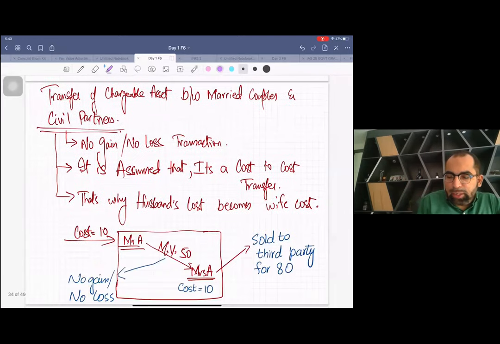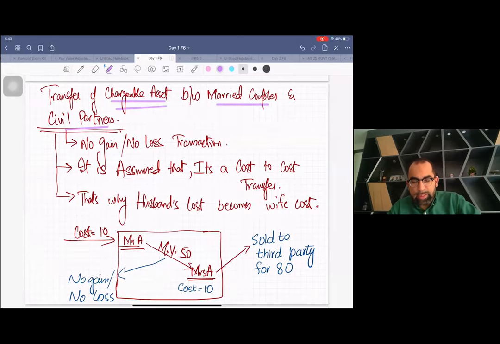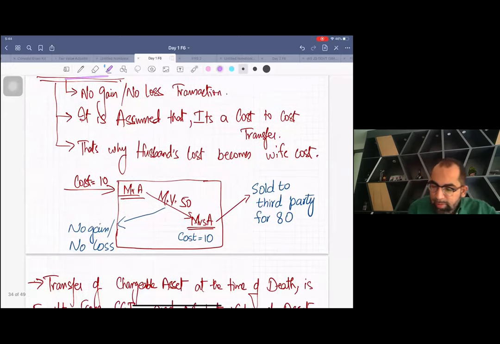Now, transfer of chargeable asset between married couples and civil partners. If a chargeable asset is transferred between married couples and civil partners, what is the implication? Look at here. For example, Mr. A bought an asset for 10. Now, Mr. A transferred this asset to his wife when the market value was 50.